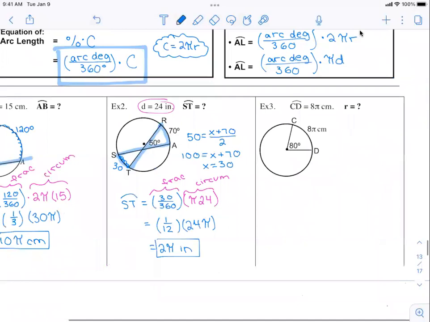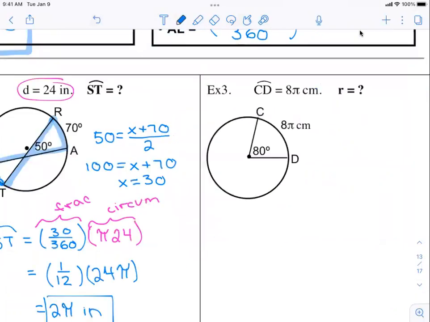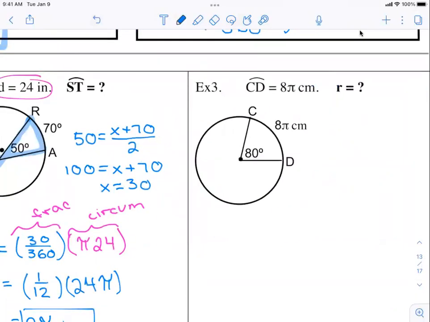Okay, last example here is a little bit different. It's asking for the radius, okay? So a little bit different. We're still going to find out a lot of the same information. First, I always start with finding the measure.